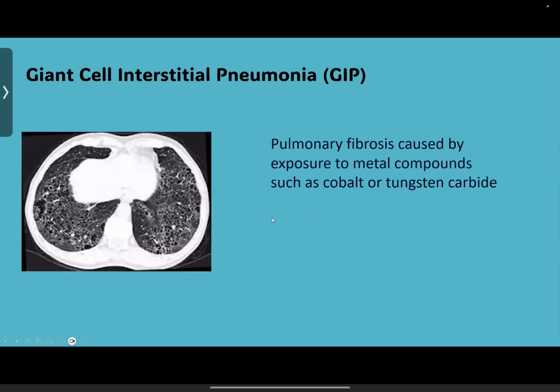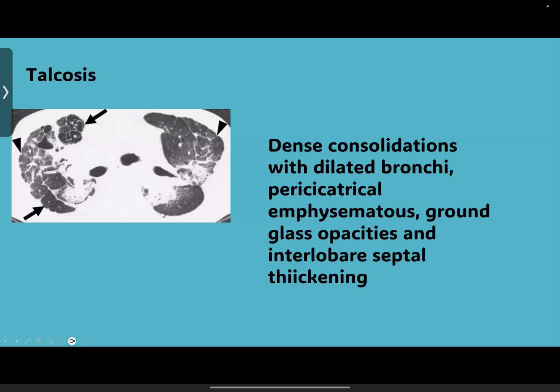Now there is an entity which I've never seen, called giant cell interstitial pneumonia, and this pulmonary fibrosis is caused by exposure to metal compounds such as cobalt and tungsten carbide. It's a very infiltrative type of disease, and maybe a little bit of honeycombing at the bottom here throughout the lung. Talcosis is dense consolidations with dilated bronchi and emphysematous ground glass opacities here at the bottom, and interlobular septal thickening, as you can see here, all throughout the bilateral lungs.